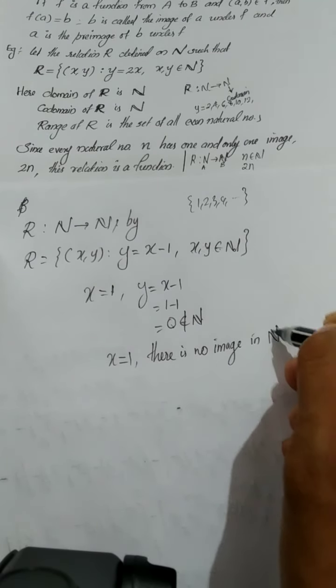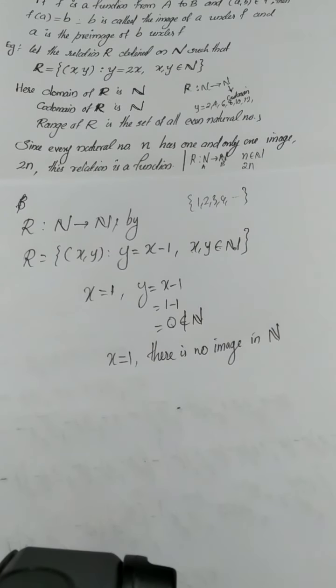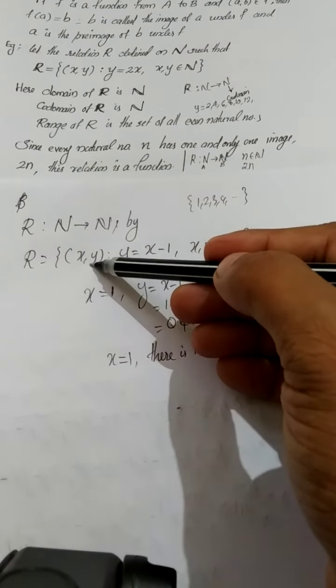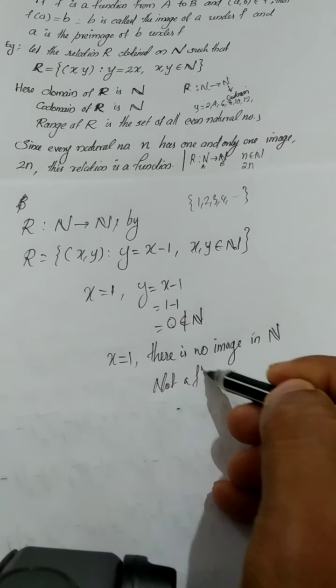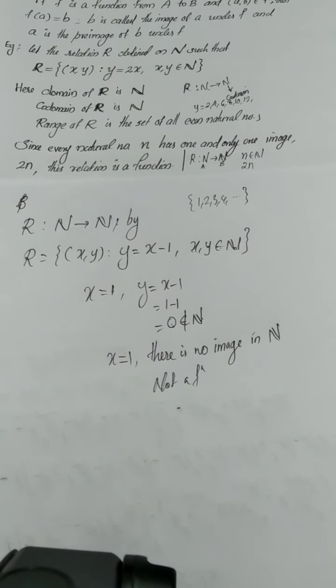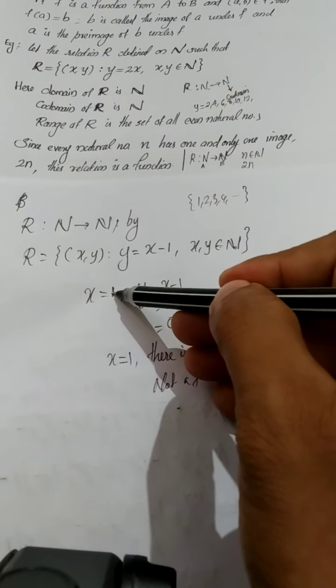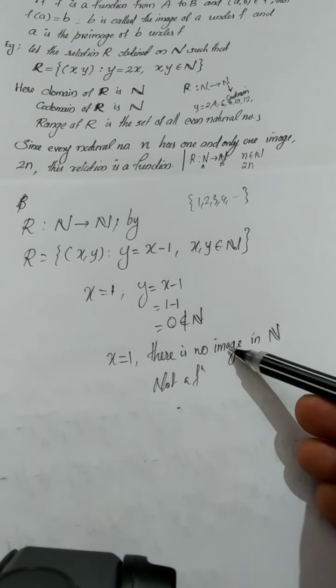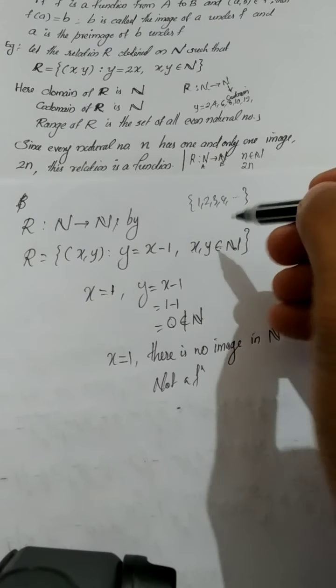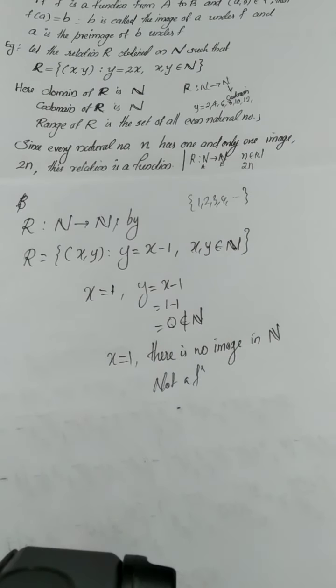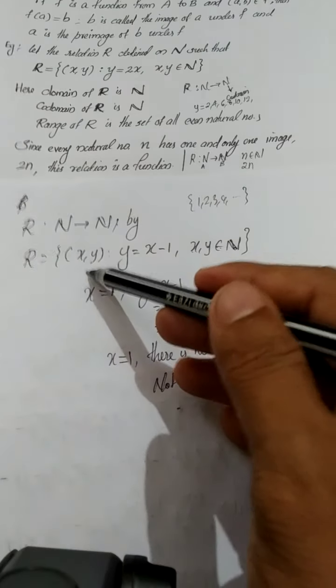In natural numbers. So we can say that this relation is not a function. Because for x equal to 1, we cannot find an image for x equal to 1 in n. We cannot find an image. So that's why this relation is not a function.